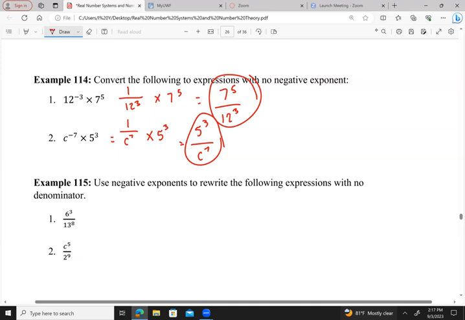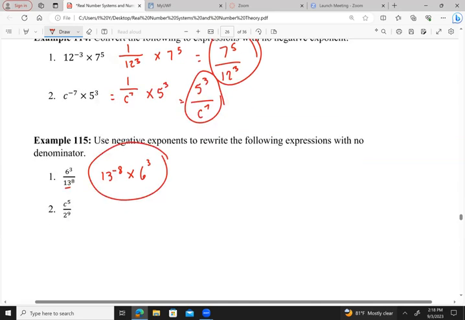Use negative exponents to rewrite the following expressions with no denominator. So we have 13 to the 8. I change that to 13 to the negative 8. Then it's multiplication, 6 to the third. I have 2 to the ninth in my denominator, so that becomes 2 to the negative ninth times c to the fifth.